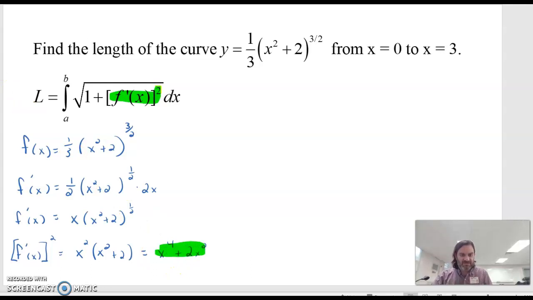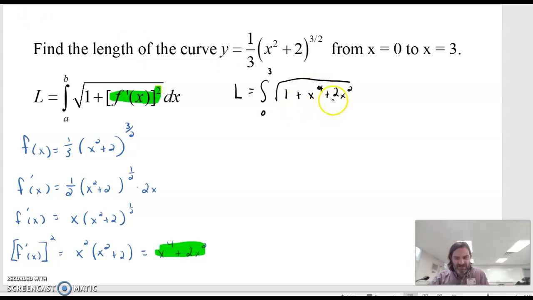So let's set that up. So the arc length L will be the integral from 0 to 3, because that's the x values, of the square root of 1 plus x to the 4th plus 2x squared. A little messy. Let's take a moment to try and clean up a few things here. Okay, and we're going to integrate that in terms of x.